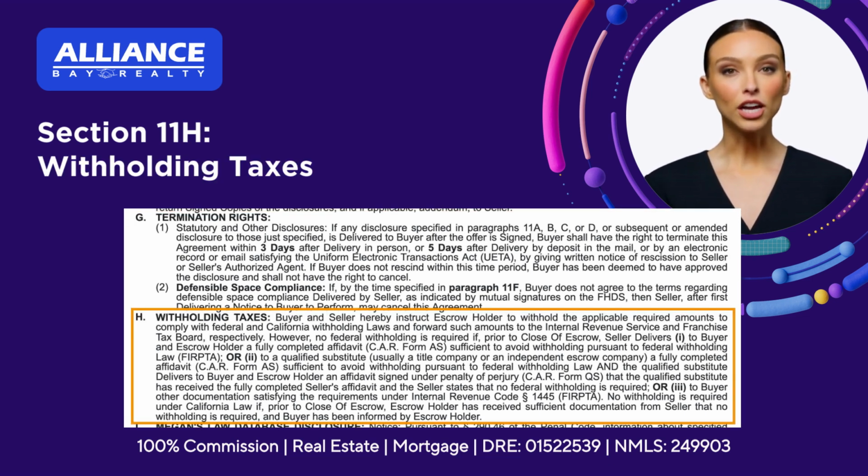Section 11H, Withholding taxes, FIRPTA and CA law. 1. Buyer and seller instruct escrow to withhold taxes as required by federal, FIRPTA, and CA law. 2. No federal withholding if, before close of escrow, one of the following is delivered. A. CAR Form AS, seller's affidavit, showing exemption, or B. A qualified substitute's affidavit, CAR QS, stating no withholding required, or C. Other acceptable documentation proving no withholding.